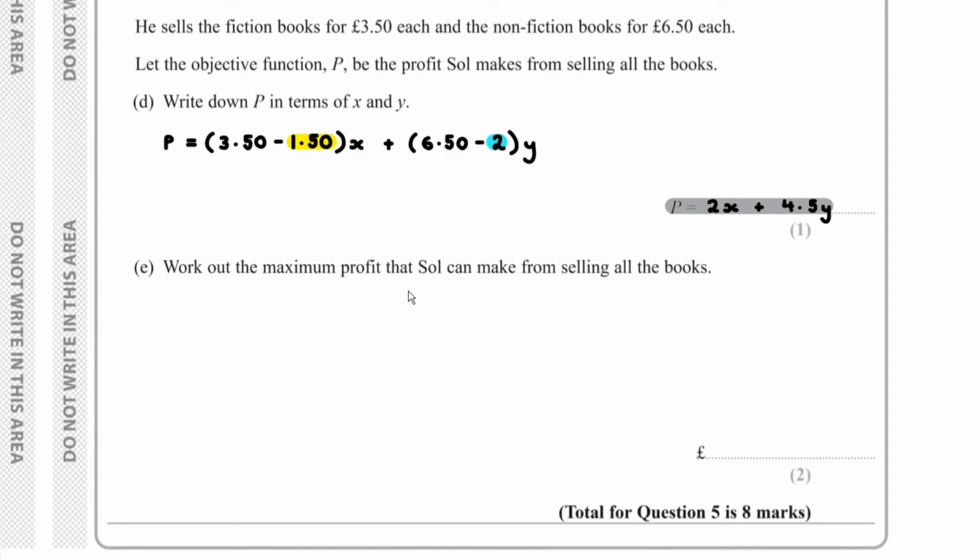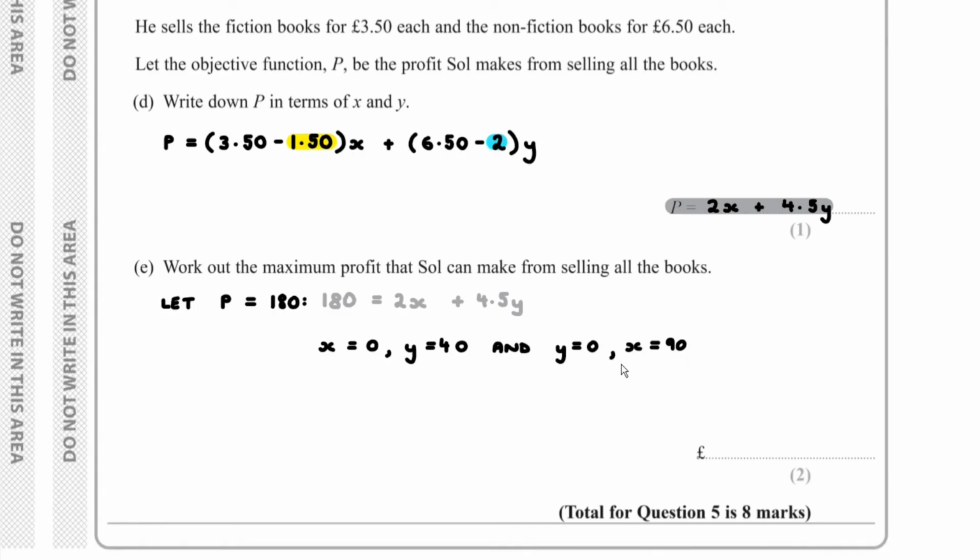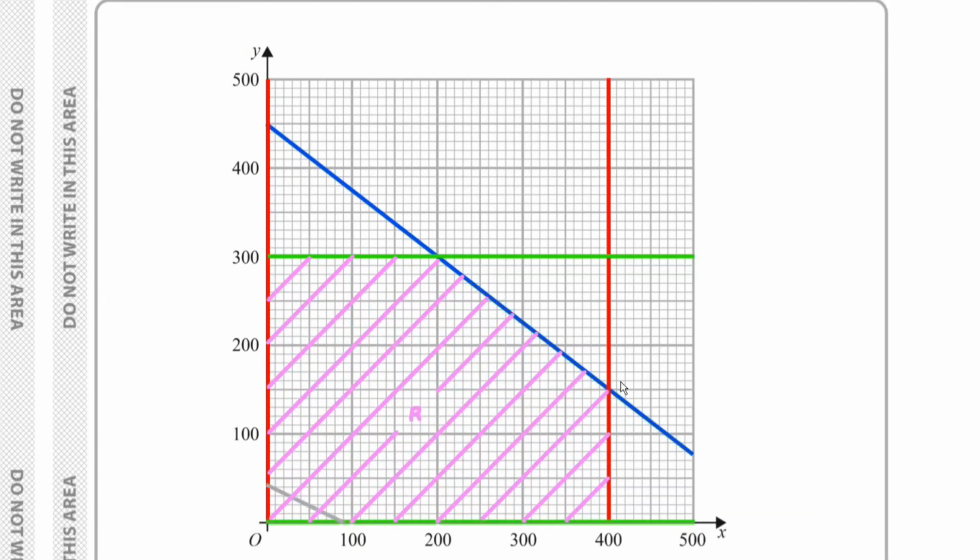Part E. Work out the maximum profit that Sol can make from selling all the books. Well, what I need to do is use a value of P that 2 and 4.5 go into, such as 180. So if I let P equal 180, we have 180 equals 2x plus 4.5y. Now, when x is 0, y is 40, and when y is 0, x is 90. So what we're going to do is draw this straight line, 180 equals 2x plus 4.5y. That is shown here.